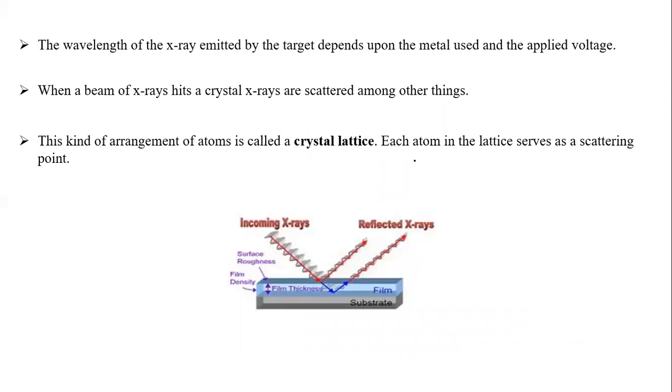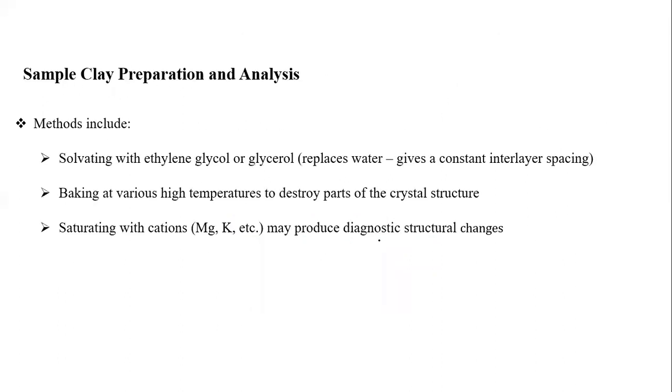This is also a repeated arrangement. Each atom in the crystal lattice arrangement scatters the X-rays. What kind of arrangement and layer lattice is present is read completely by the incident and reflected X-rays. Very good. But for doing this analysis, we need to prepare a sample. Just like differential thermal analysis, we can't use the whole sample. Here we have to treat the sample.